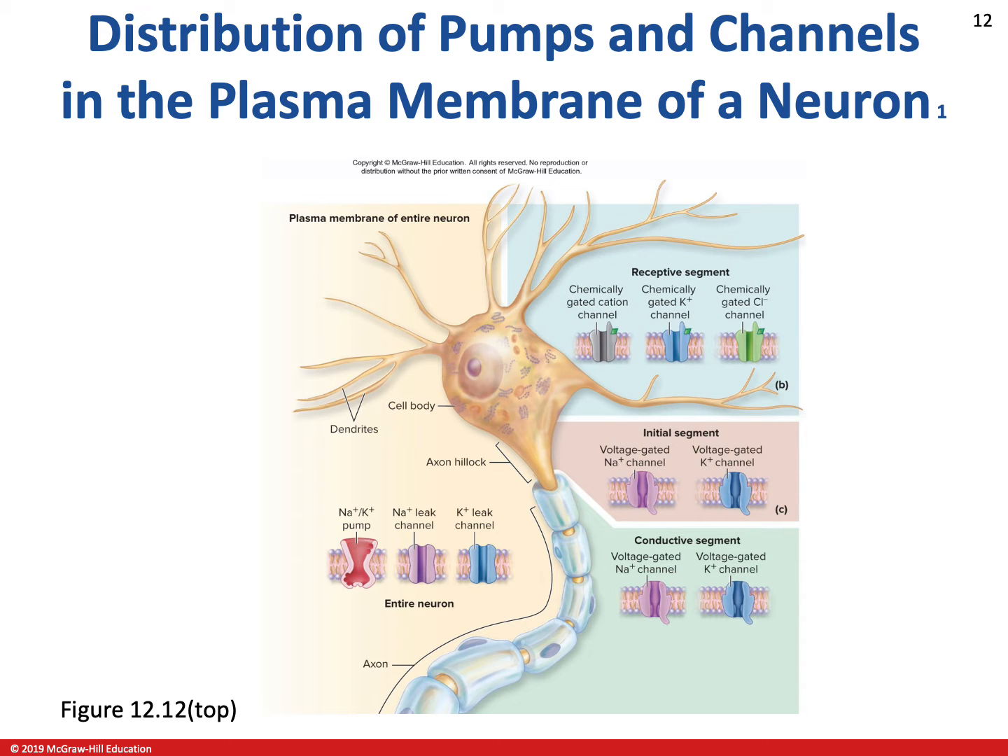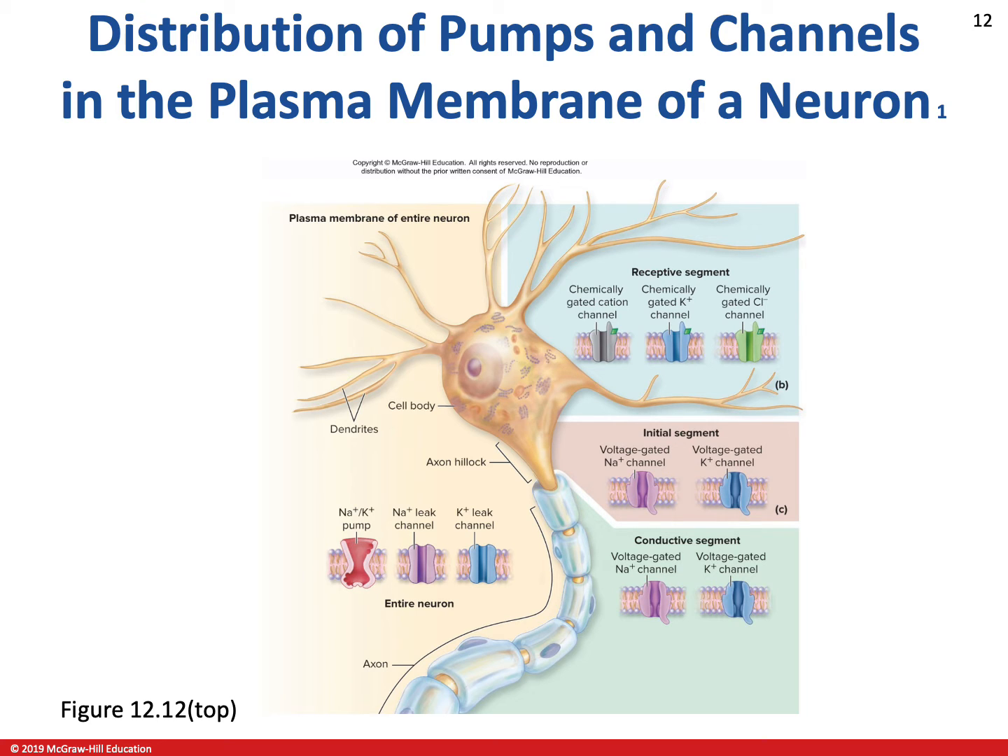In this picture, you can see the distribution of pumps and channels in the plasma membrane. The first part of our neuron is called the receptive segment. The receptive segment contains the cell body of the neuron and the dendrites. In this part, you can see the chemically gated cation channel. The cation channel means the channel for movement of sodium ion. You can see the chemically gated potassium channel and the chemically gated chloride channel.